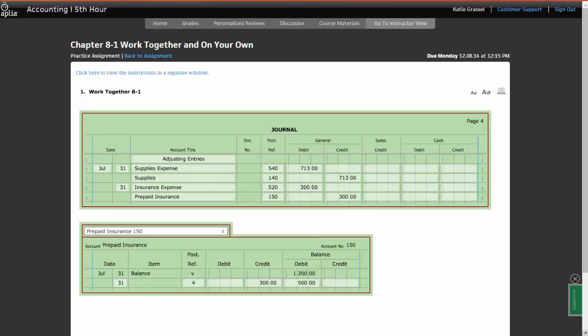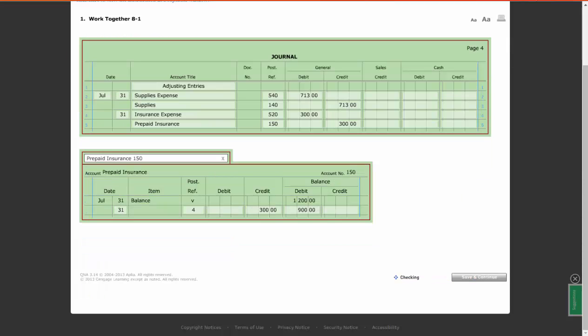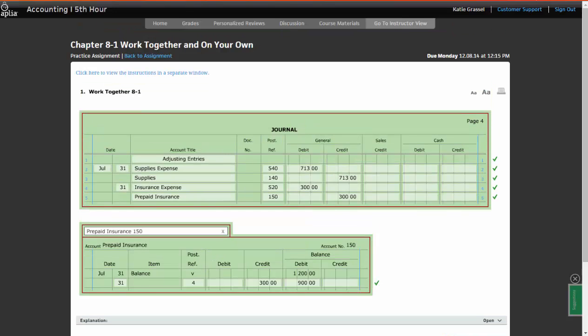That is section 8-1. Like that? Just take what you already learned. You already learned how to do your adjustments, and you're putting it in a journal, and then you're posting it. Yay, I got it perfect.